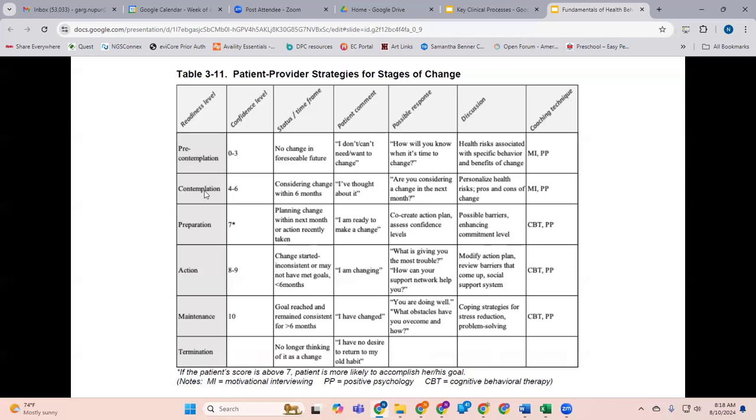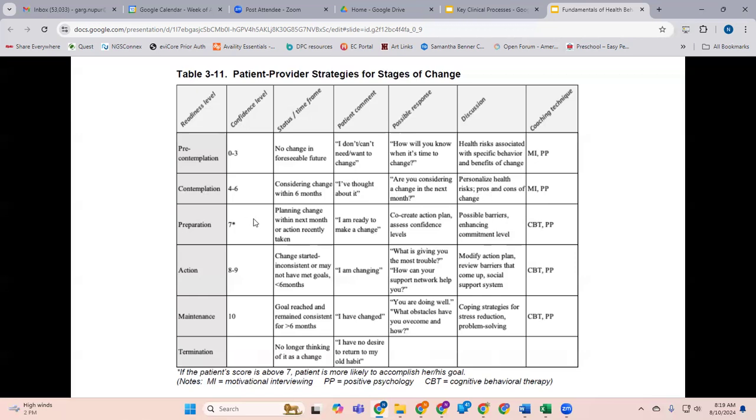So what contemplation will look like is, I've thought about it. Maybe they're thinking about changing within the next 6 months. And that's how you respond: are you considering a change in the next month? And maybe you can get a little bit more personalized with their health risks. So you have a family history of such and such, or your kidney disease is such and such, and the pros and cons of changing.